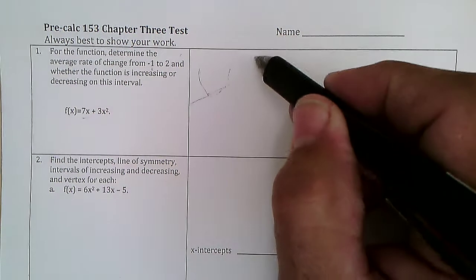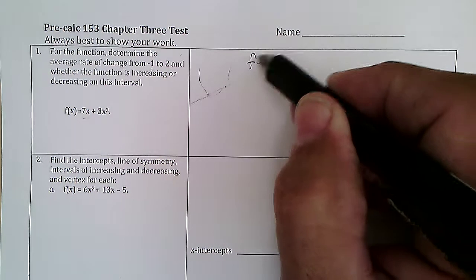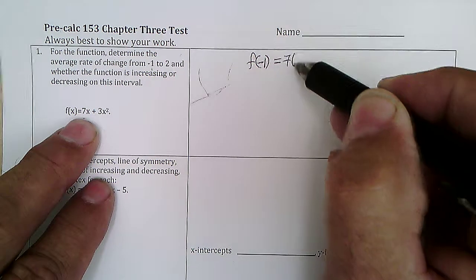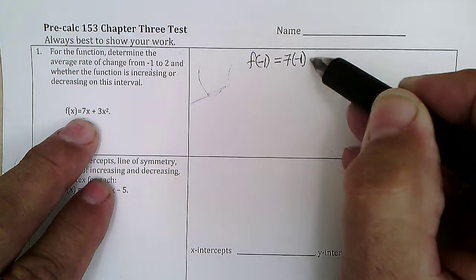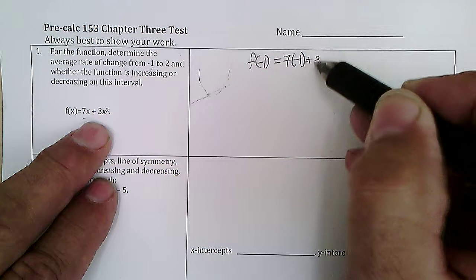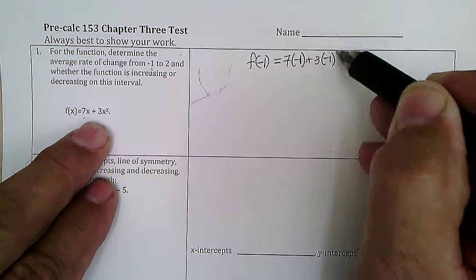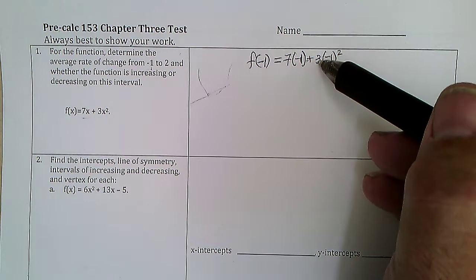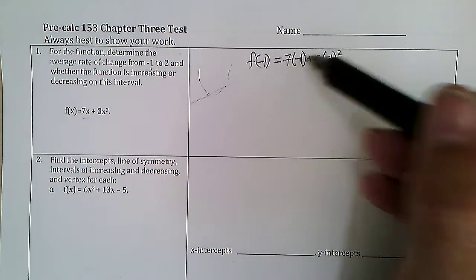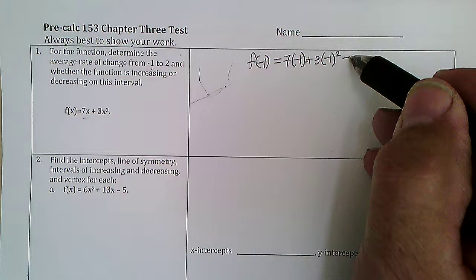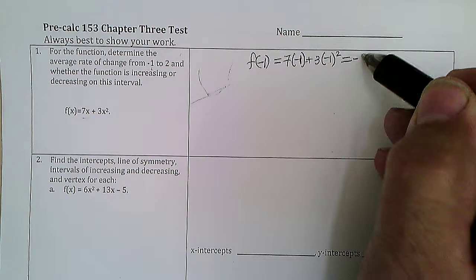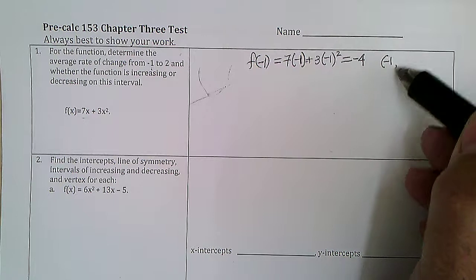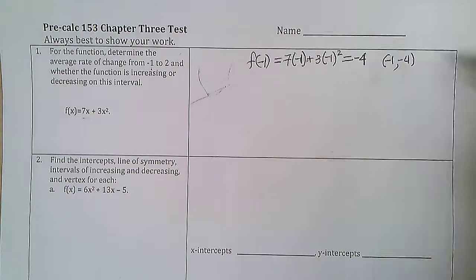So we're going to find f of -1, which is 7 times -1 plus 3 times -1 squared. -1 squared is 1 times 3 is 3. So we got -7 plus 3. -7 plus 3 is -4. So one point is -1, -4.